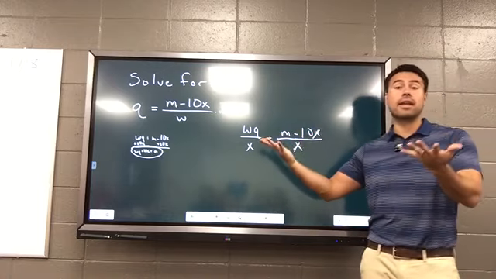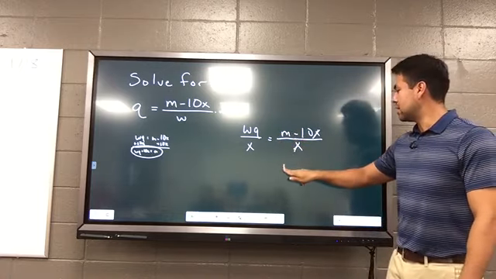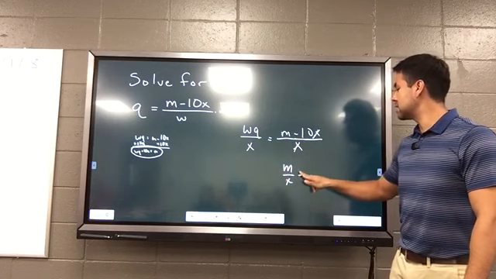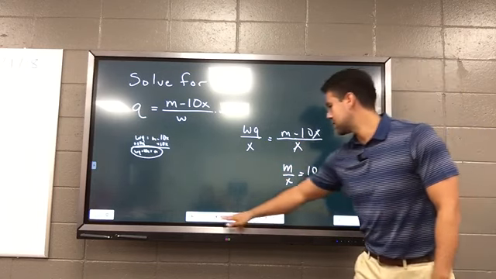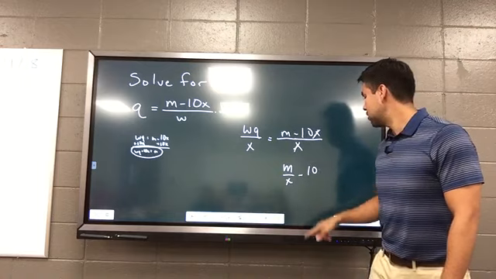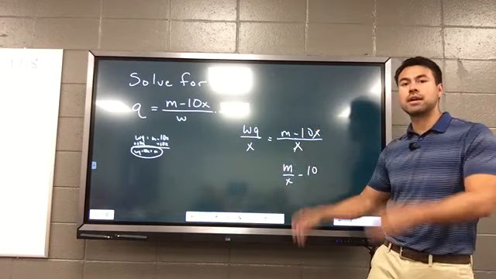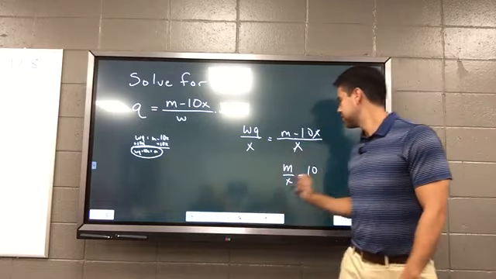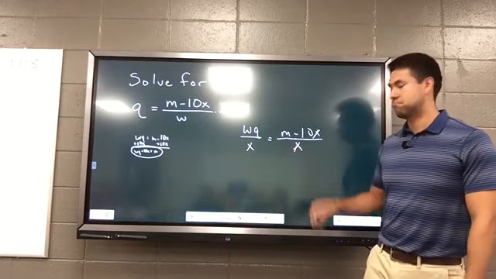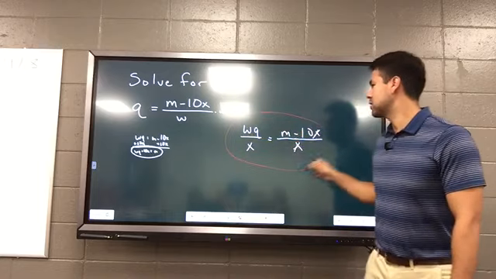But that wouldn't help because you'd be left with m over x minus 10. Oh wait, that's not it. You'd get this, and there's more. It's bogging it down. After you just add 10x. Add 10x. Good.